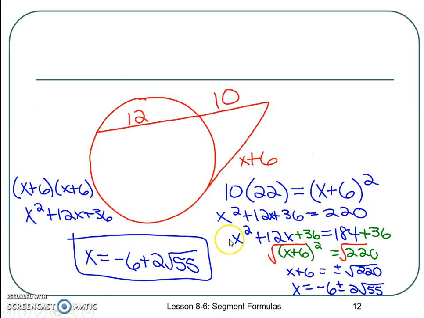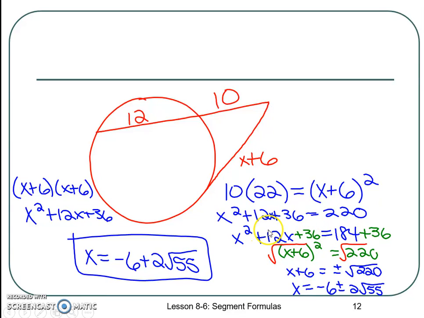So let's take a look at another sample problem. Let's say you have a secant and a tangent, 12 and 10, and then you have X plus 6. So when solving for X, you do 12 times 10, and then X plus 6 times X plus 6, because you have to multiply this to each other. So X plus 6 times X plus 6 is X squared plus 12X plus 36 equals 220. Okay?